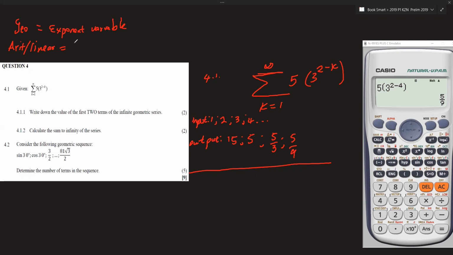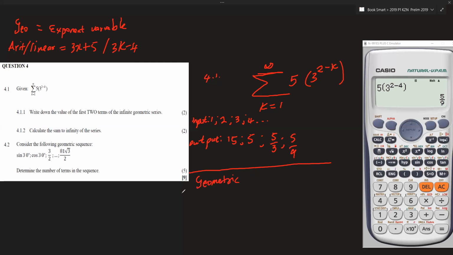For example, 3x plus 5 is linear, and 3k minus 4 is linear. So here, your letter is a variable. For geometric, your letter is an exponent. Perfect. So in this case, we can conclude that we're having a geometric number pattern.